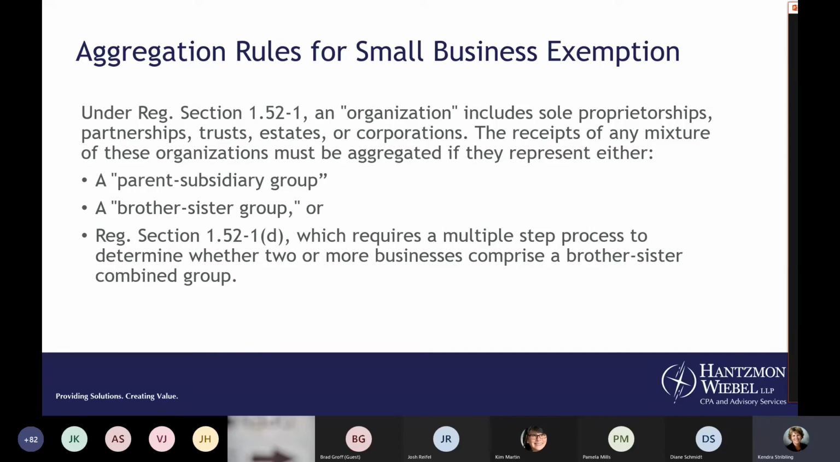It gets pretty complicated, but the IRS recently provided FAQs regarding the aggregation rules on their website. So if you want to review the guidelines in more depth, you can go there and find more information on the aggregation rules.